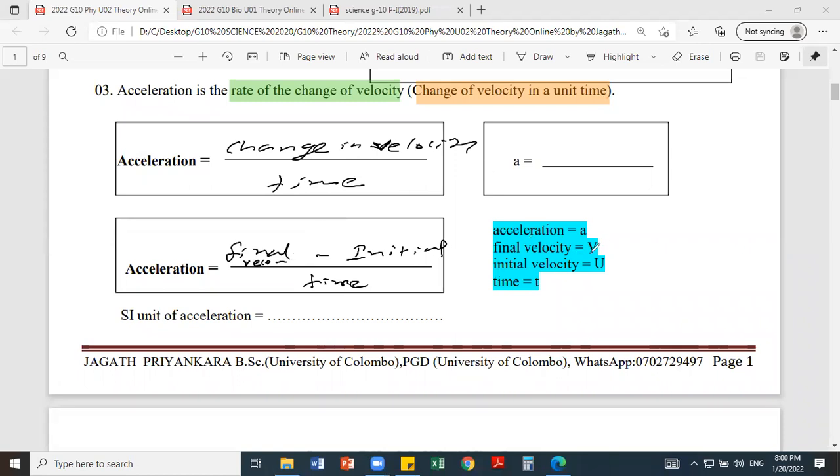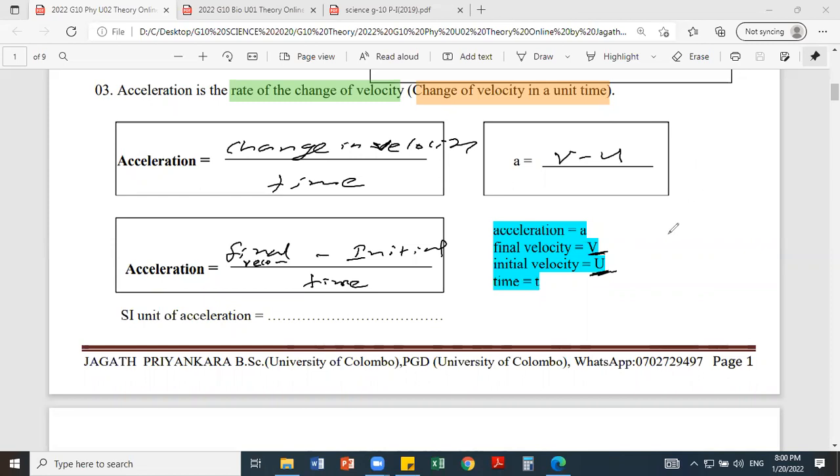Then for final velocity we use V here. Initial velocity we use U. I have given the standard symbols, V minus U. What is V? Final. What is U? Initial. Imagine final velocity 40, initial velocity 0. Then 40 minus 0. The answer is 40. You start from rest.